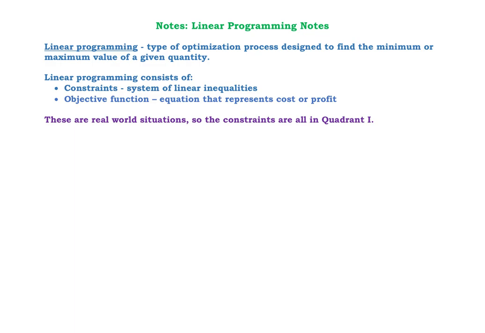Okay, today we're going to talk about linear programming. It's putting systems of equations together and finding the optimum solution, either the maximum or minimum. We have some things that we have to create: constraints, which is a system of inequalities that confine us to what we can and can't do with the situation. The objective function is what we use to either maximize or minimize those points that they cross. Keep in mind that these are real world situations, so we're going to live in quadrant one.